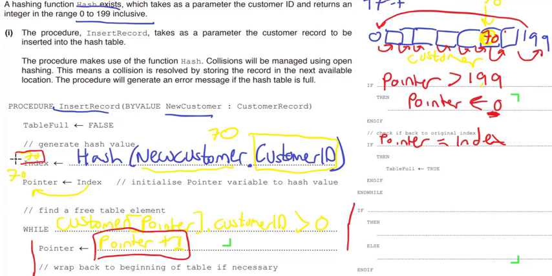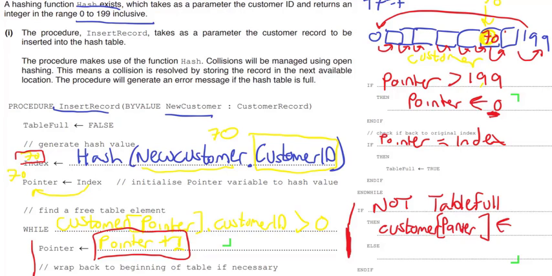This bit is going to be saying what would happen if the table isn't full, because basically this bit is all about checking if there's a space. Now we want to put something in that space. So if not table full, that's another way of saying if table full is false. Then customer pointer will equal new customer.